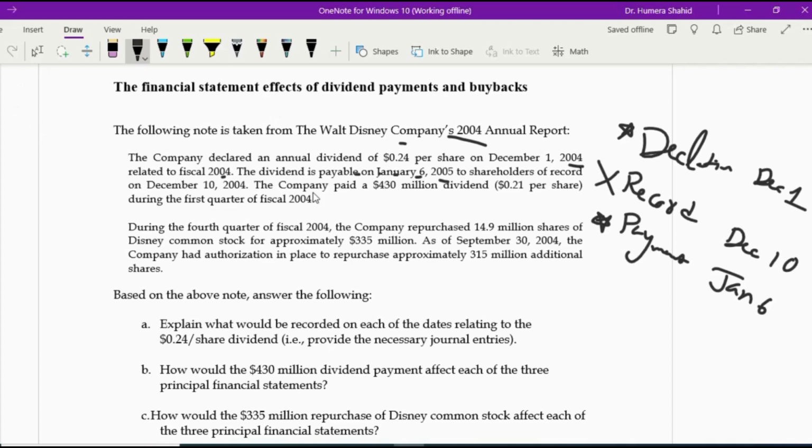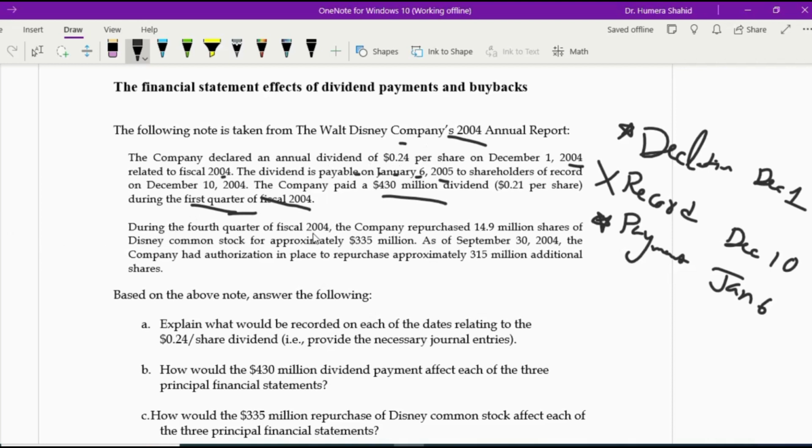So let's read further. The company paid $430 million in dividends, 0.21 per share, during the first quarter of fiscal 2004. So in the 2004 first quarter, which was January, February and March, the company had already paid a 430 million dividend. So in 2004, basically two times: one time they paid the dividend, and the second time they only declared it, because the payment will be next year.